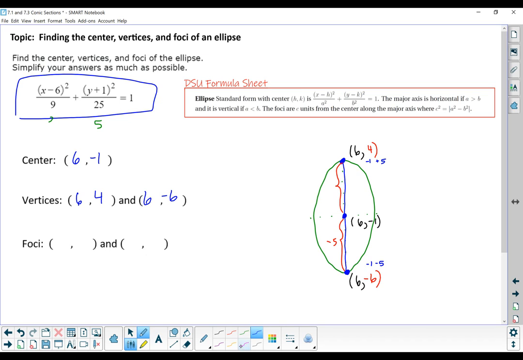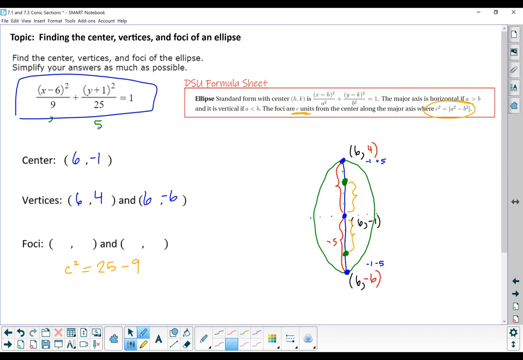are the foci. Now, the foci are going to be somewhere here. And so we need to calculate how far above and below the center they are. And so we'll use this equation. They're c units away from the center, where c squared is equal to a squared minus b squared, absolute value. I just like to do the larger one minus the smaller one.